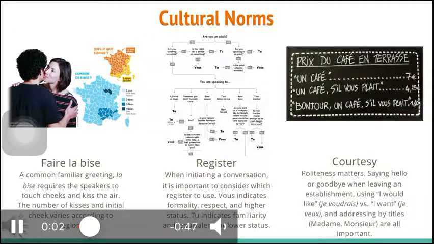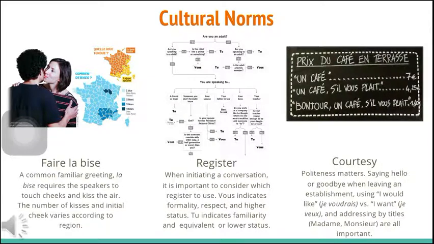Some cultural norms that are found in French include faire la bise, register, courtesy, punctuality, tone, and introductions. Faire la bise is a common greeting in which the speakers touch cheeks and kiss the air. The number of kisses and initial cheek varies throughout different regions.